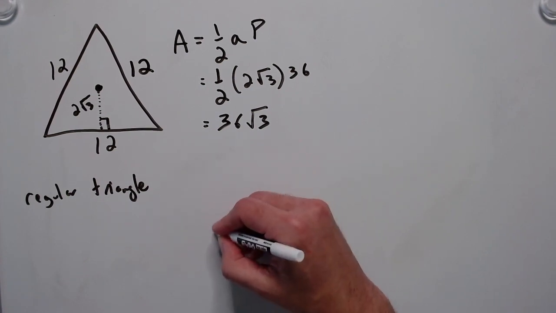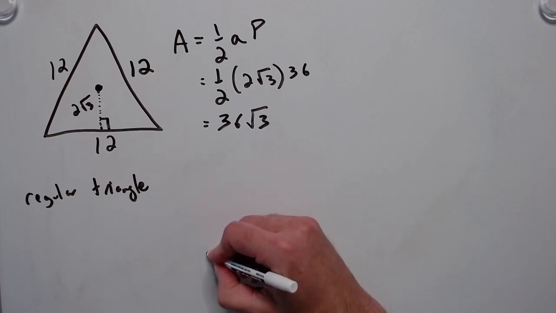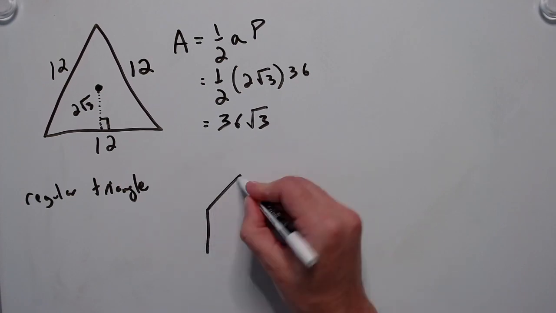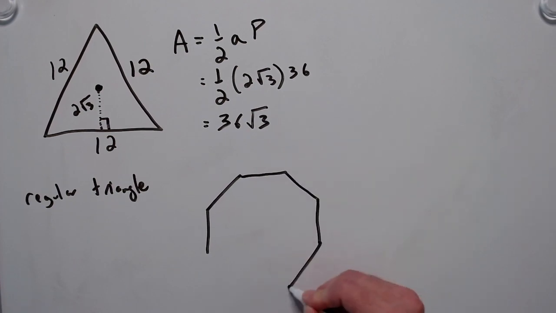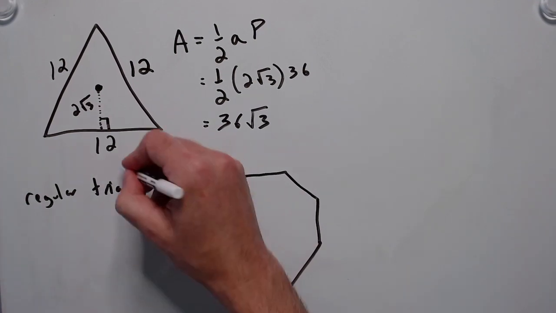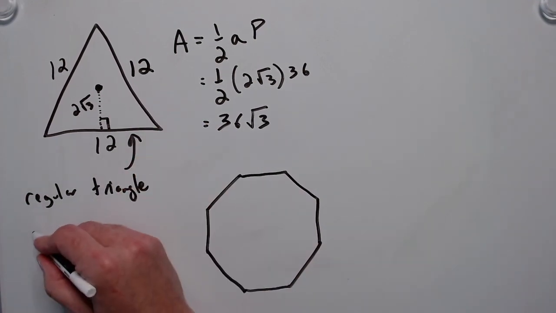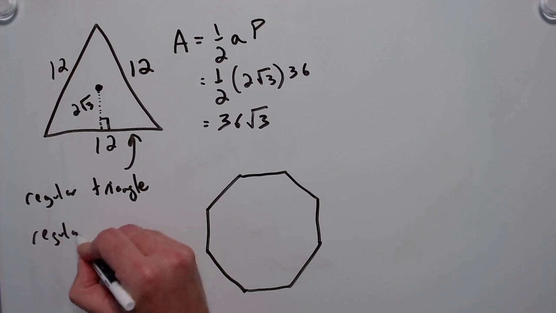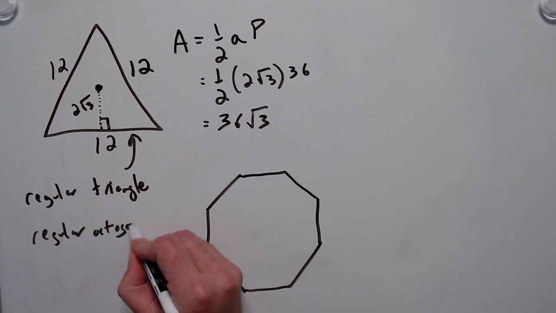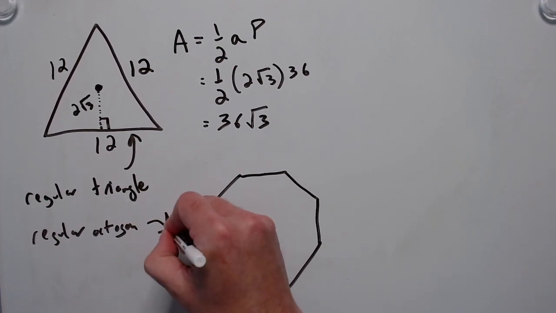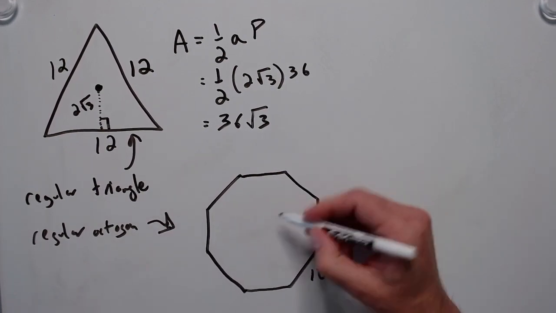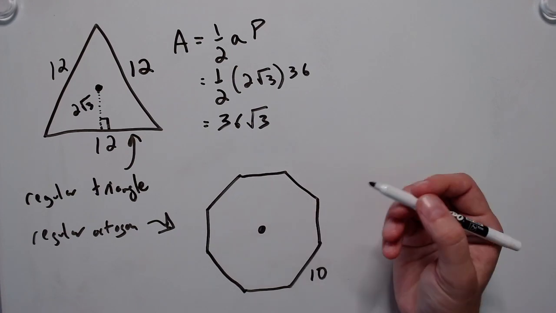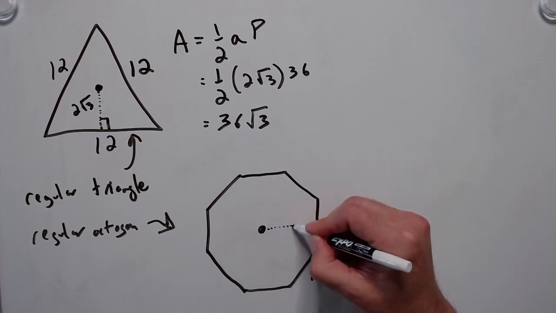I'm going to draw a regular octagon. 2, 3, 4, 5, 6, 7, 8. 8 sides. Okay, so this was the regular triangle up here, and this is a regular octagon over yonder. And we're going to say that this side here is 10, and we're going to make a nice juicy center, and we're going to draw an apothem this way.